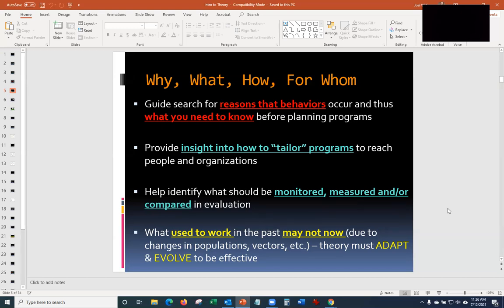And we can measure these things. We can apply these concepts in very concrete ways in programs and interventions. So there's specific educational and behavioral components that we would use in our programs and interventions to impact these things, change these things, and ultimately that's going to lead to behavior change.